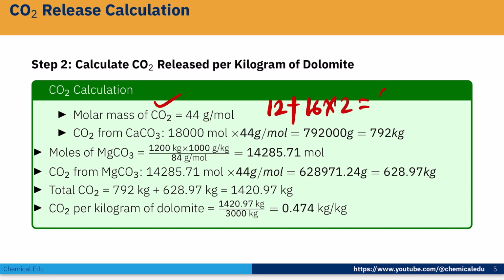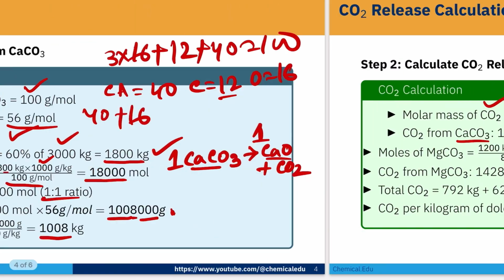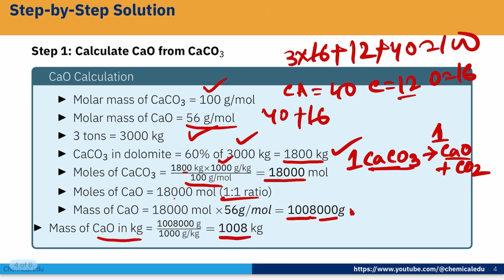So that is 44 gram per mole. Now carbon dioxide from calcium carbonate. Here, the ratio of calcium carbonate and carbon dioxide is 1:1. So in dolomite, 1800 moles of calcium carbonate are present, so the same amount of moles of carbon dioxide will be produced.